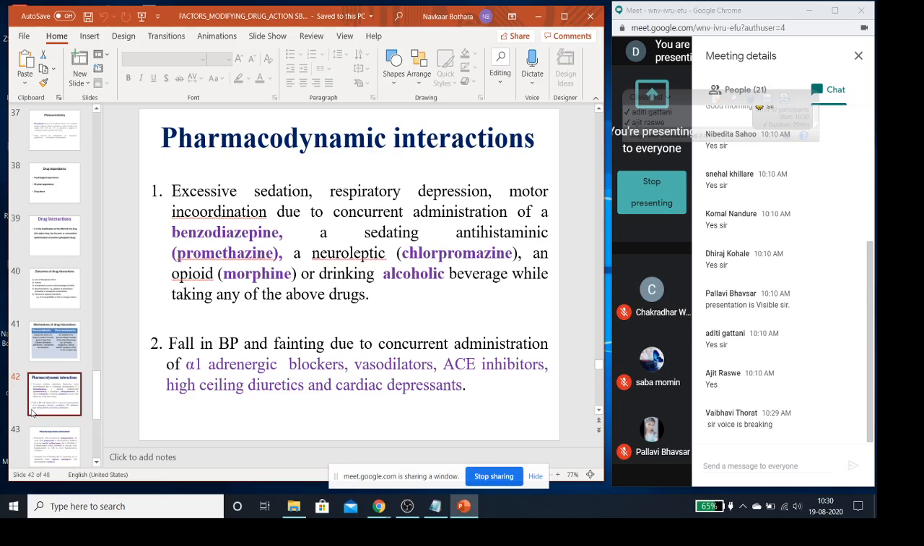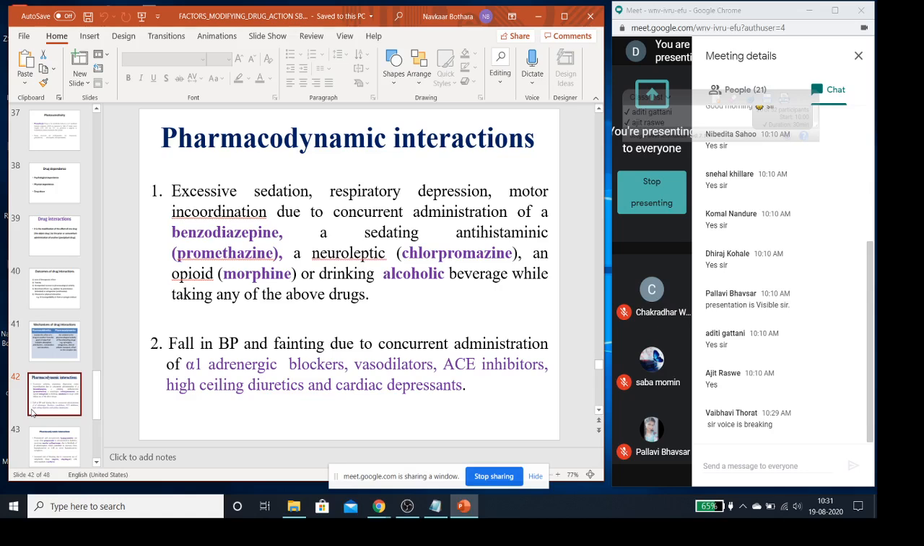Now you should not get confused that concurrent administration will cause a fall in BP and therefore they are not used at all. You will find that there are many agents that are actually combined together. But when they are combined together, in those cases their doses are reduced. They are added to have a synergistic effect. If it goes beyond that, then a fall in BP is an extension of action, a type 1 or type A adverse reaction.